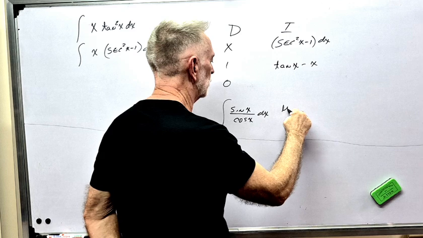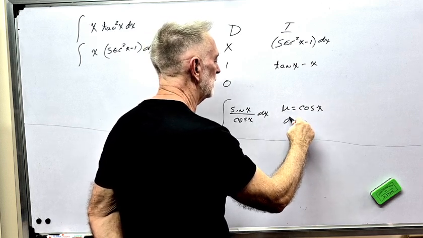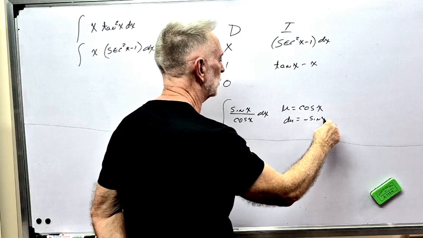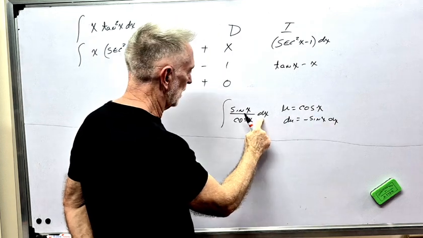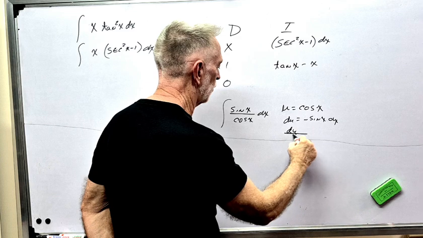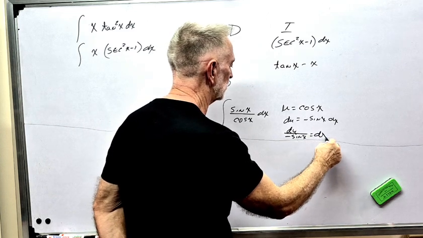Let's use a u sub now. U equals cosine x, du equals minus sine x dx, solving for dx because I have to replace this. So du over minus sine x equals dx.